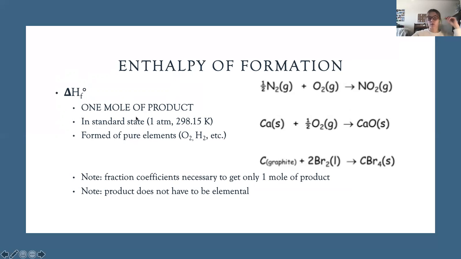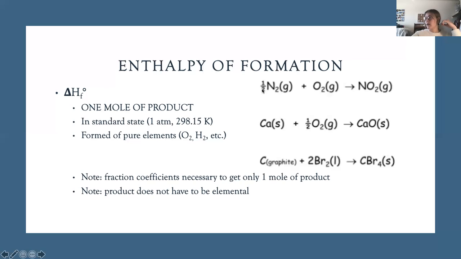It also has to be in standard state. So in the question, it would say something like under standard conditions or standard states, meaning the physical state that it's in. And lastly, your reactants need to be formed of pure elemental species. As we can see here, this is nitrogen gas and oxygen gas, and those are both pure elemental species. Same with this one here and here. If we had any compounds as reactants, then it could not count as enthalpy of formation. But we can have compounds on the product side. That's fine. We just can't have compounds on the reactant side.